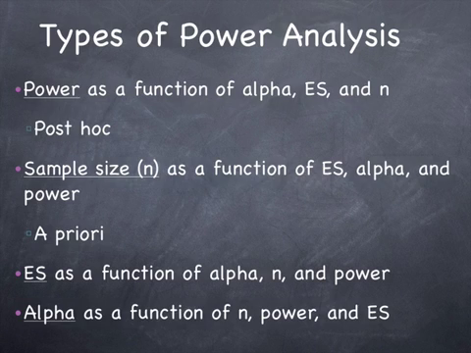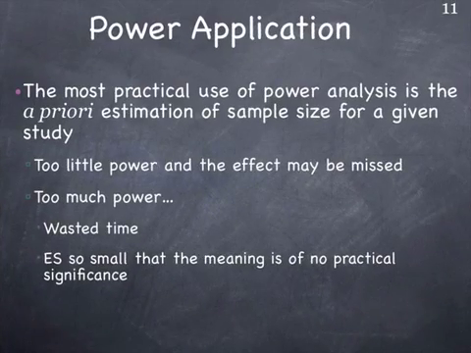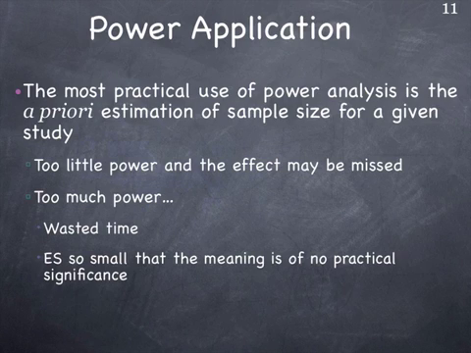But the one that makes the most sense, at least to me, and I think probably to you as well, is a priori. As I say, the most practical use of power is a priori estimates of sample size given your study. And we've talked about all these. Too little power and the effect might be missed. Too much power might be wasted time, wasted resources, and an effect size so small as to be of little practical significance.